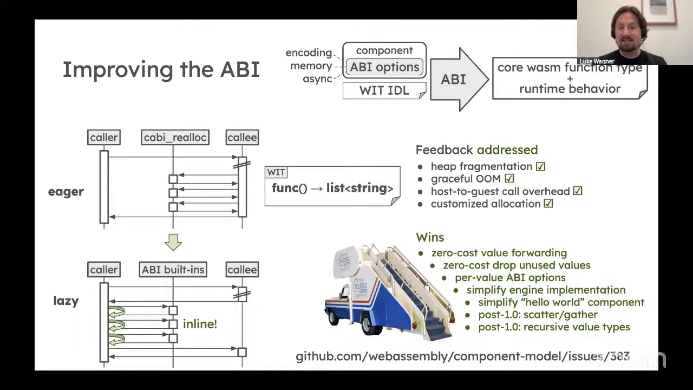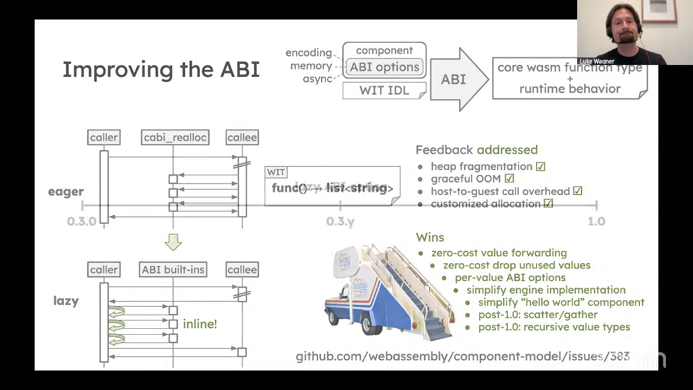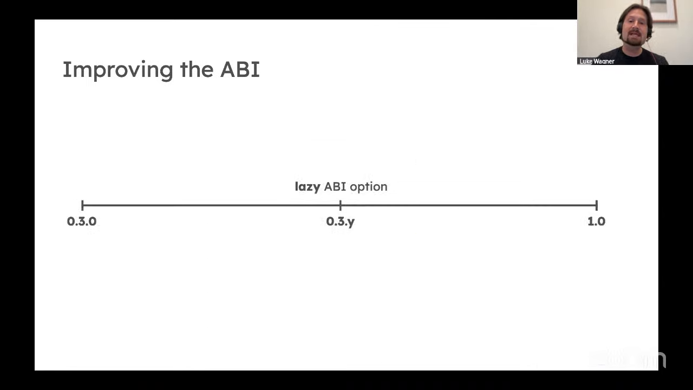And lastly, the lazy approach sets us up well for post 1.0 additions like the ability to gather a single list via IOVEC and the ability to have recursive WIT value types. So a lot of great stuff falls out of this change. But how do we roll out an ABI change while maintaining that all-important stability guarantee I just mentioned? Well, the plan is to add a new lazy ABI option as part of a 0.3 minor release so that producer toolchains can gradually opt in when they're ready.